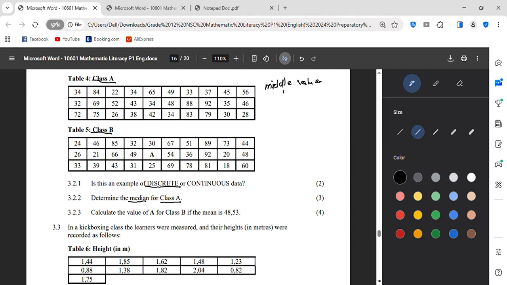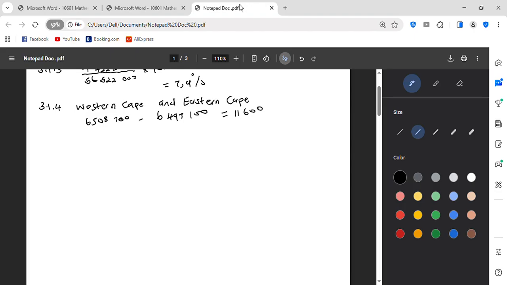We need to start by arranging this data set in ascending order. Ascending order means that we arrange it from the smallest to the biggest: 1, 2, 3, 4, 5. That's ascending order. So let's go and arrange the data. I hope you can see this is the data. Look at it very well, and then I'm going to arrange it on the other side.